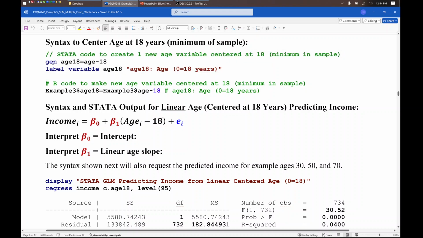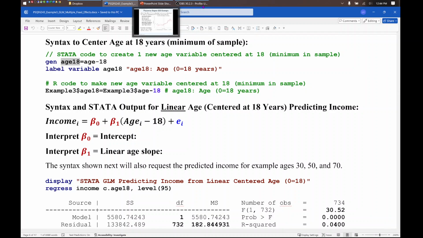Gen stands for generate. The new variable that I'm making always comes first, and then equals how I make it out of the old variable. So the variable inside my data set right now is called age. If I subtract 18 from it, I'm then going to make a brand new column that I have labeled age18. That is because my convention in naming predictors is to add the centering constant at the end so that I can remember what 0 means without having to look further back in my code.